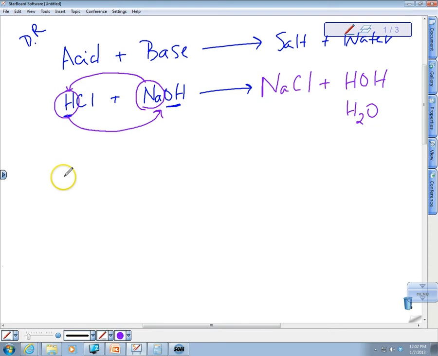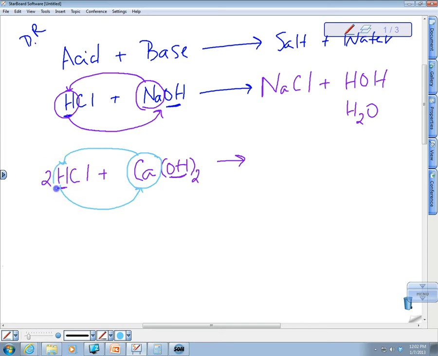Let's look at another one. We could have hydrochloric acid again, bonding this time with calcium hydroxide. Still, I've got this hydrogen, which tells me acid. I've got this OH, which tells me base over here. So I've got a neutralization reaction. Double replacement means that this calcium is going to replace that hydrogen. Positive ion replacing positive ion. Right, they're going to switch places.